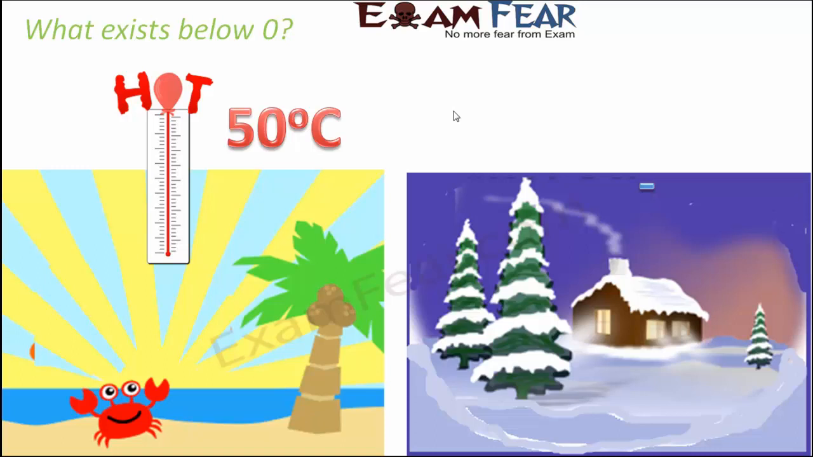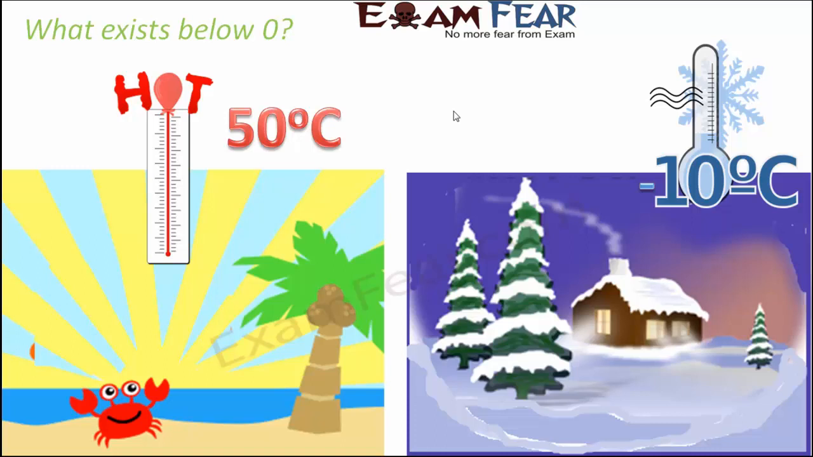Now, for the same place, if you look at the temperature on a winter night, when it is very cold, freezing, snowfall everywhere, in that condition, what do you think is the temperature? Normally the temperature is minus 10 degrees Celsius, minus 7 degrees Celsius. So the temperature is in negative.